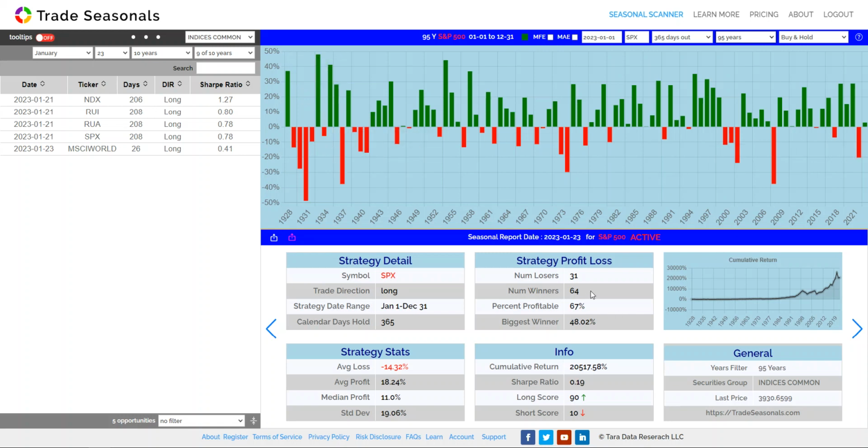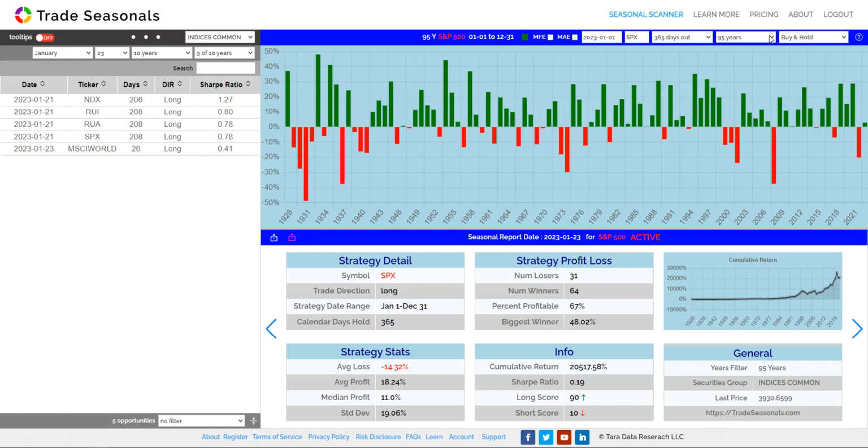So now let's take a look at the statistics down here. 64 of the 95 years was profitable, and 31 of the 95 years there was a loss. That's 67% of the years was profitable. S&P 500 was profitable 67% of the last 95 years.